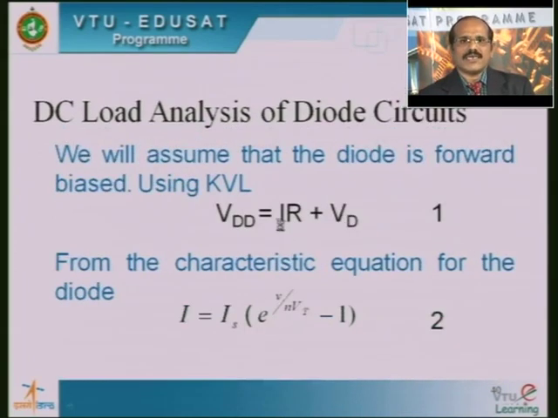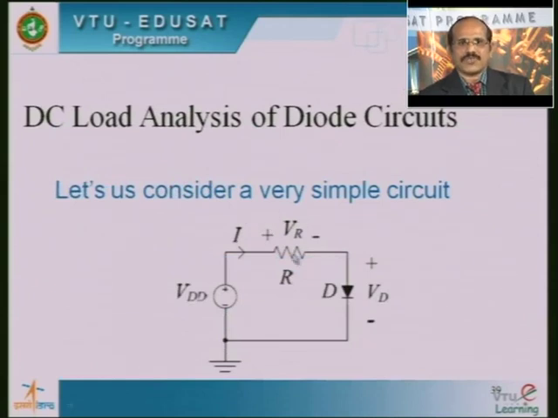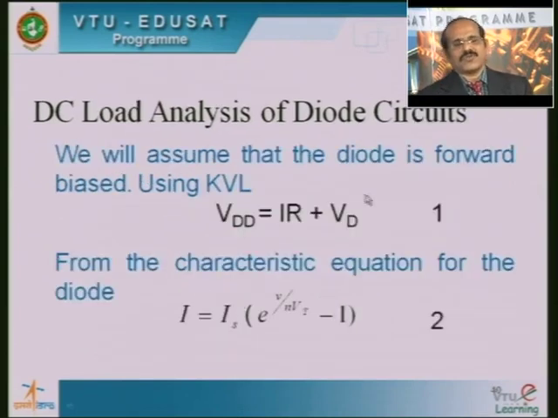So I is nothing but the current flowing through this resistance, and IR is nothing but the voltage drop across the resistance here, and VD is nothing but the voltage drop across the diode D, whereas VDD is the applied DC supply voltage here. So this you can assume as equation 1 here.